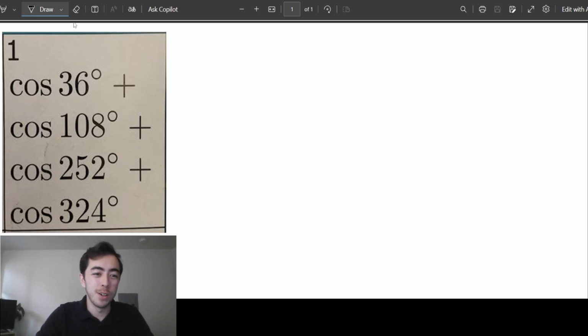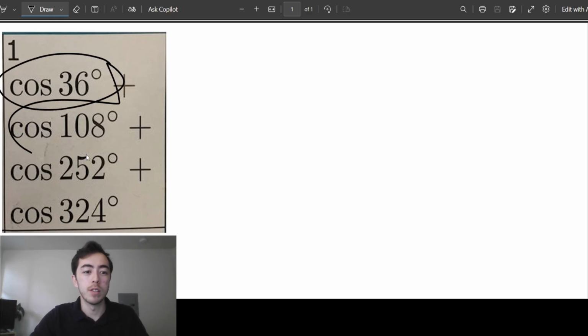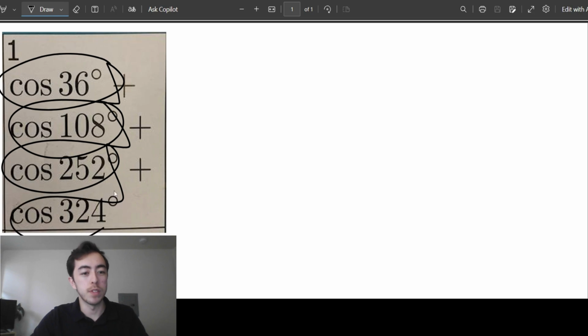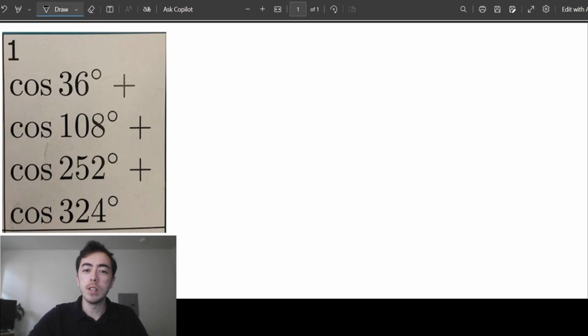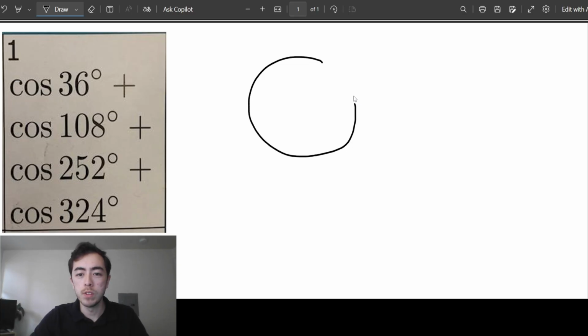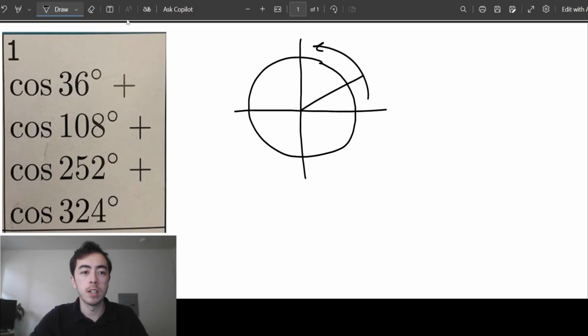All right, so looks like we're just adding up a whole bunch of different cosine values. We have cosine of 36 plus cosine of 108 plus this plus that. Let's see where these angles fall on our unit circle, just so we have some kind of visualization of what's going on. So 36 degrees is roughly a third of the way to 90 degrees, and then 108 is a little bit past 90 degrees.